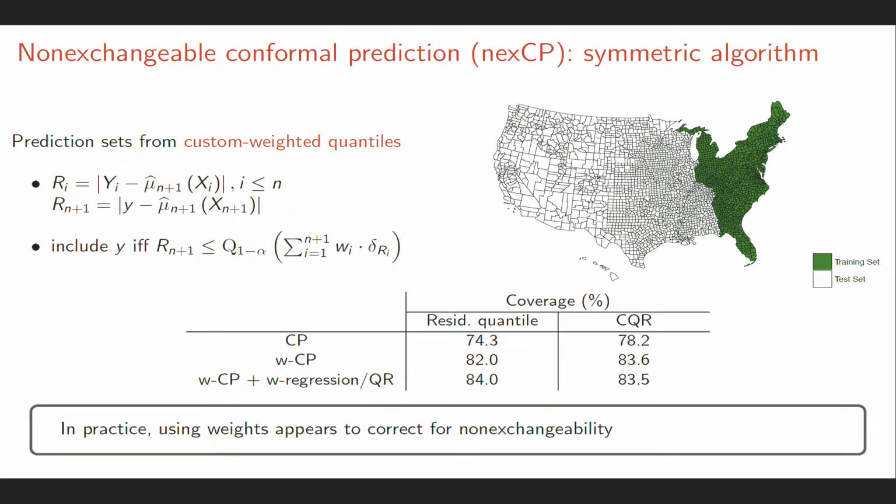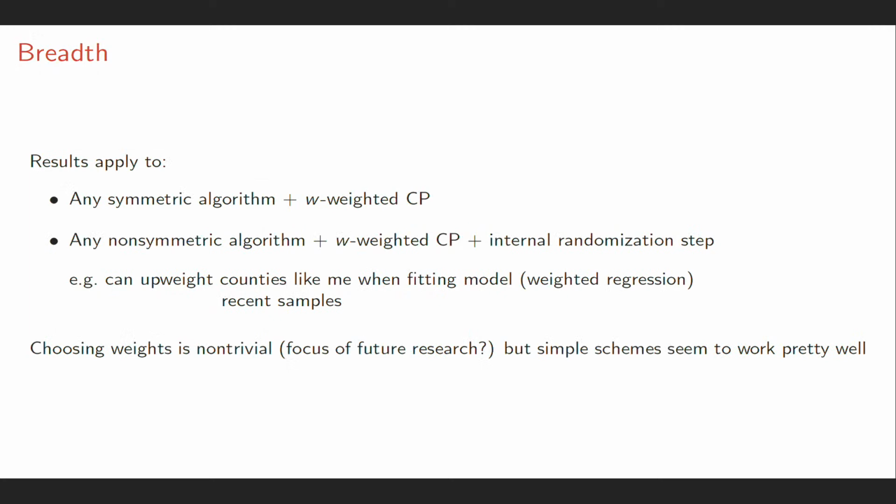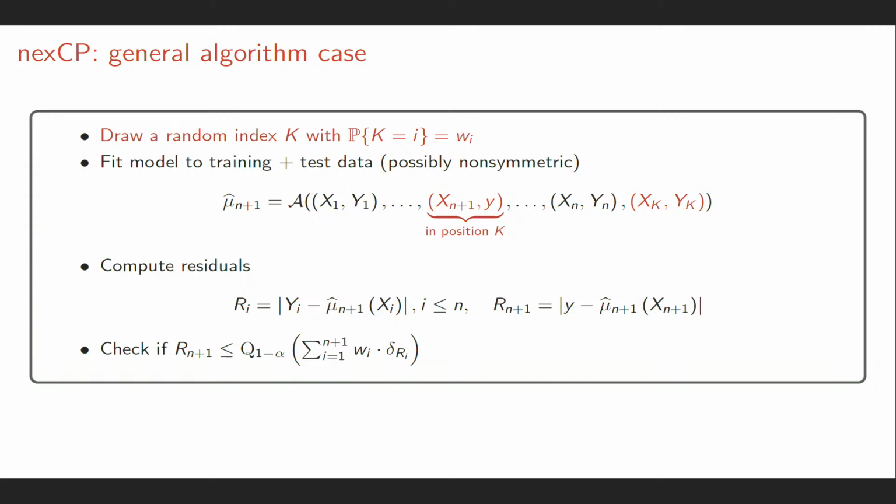Okay, and so we want to upweight counties like me when we fit the model. For example, you have a time series, and we're in 2023. I want to give more weight to 2020 than to 1970. And that would break the requirement of the algorithm being symmetric. Choosing weights, I should say, is non-trivial, but simple schemes seem to work well. So in the general case, there's going to be an extra randomization step to make it work.